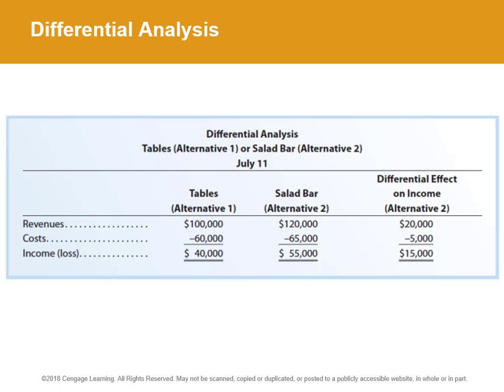And here's the solution. We'll make $20,000 more in revenue, and it'll cost us $5,000 more in cost. For the differential effect, you put the effect on income in the last column, not whether it's higher or lower. You've got to really think of the impact on income. So in this case, the expenses are higher using the salad bar, and the effect on income is that it reduces income from that cost.